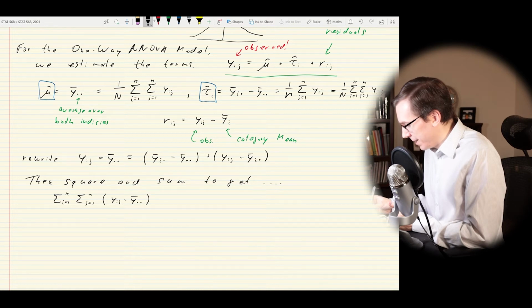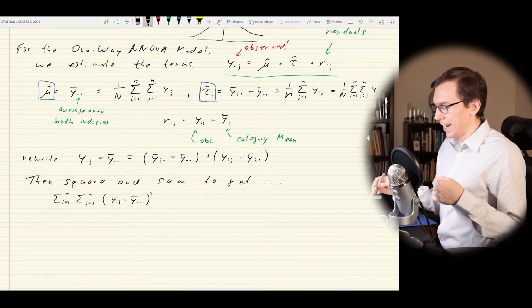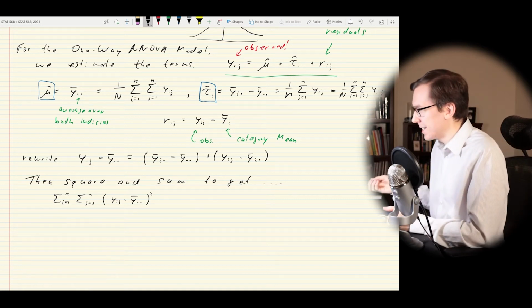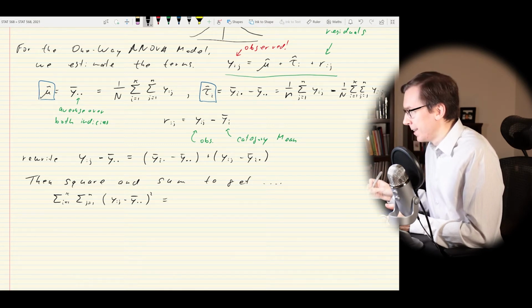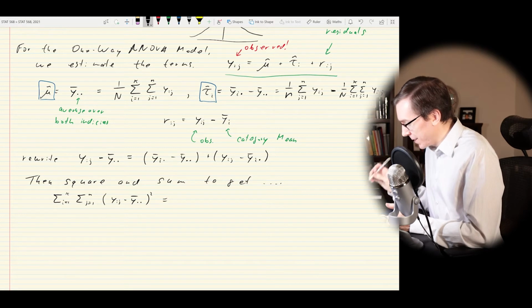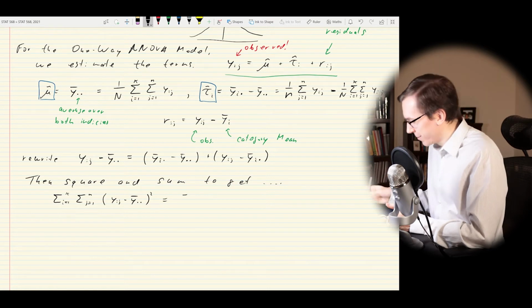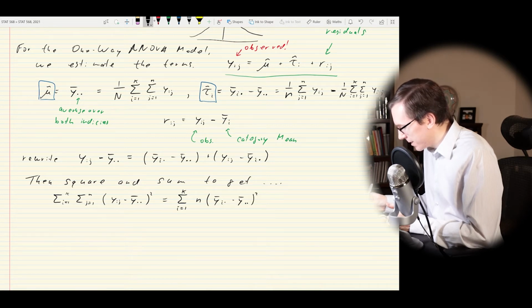And what we have is something that looks like this on the left-hand side. I'm just taking that term y_ij minus y bar dot dot, squaring it and summing it, and I do the same thing on the right-hand side. When I do that on the right-hand side, a couple things happen. For this first term, if you notice, there is no index j, which means when I sum over that, I just multiply by n. So I'll have the sum over i from 1 to k, and then n times y bar i dot minus y bar dot dot, squared.